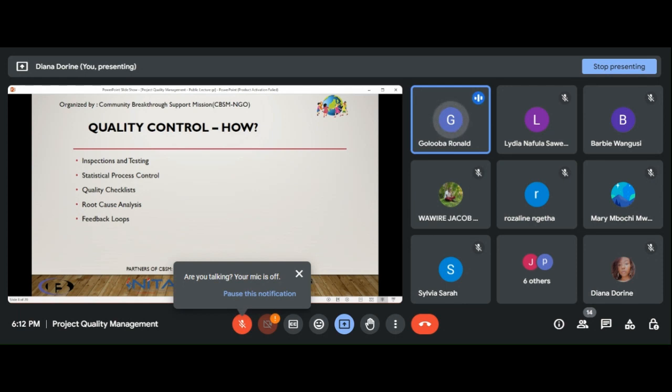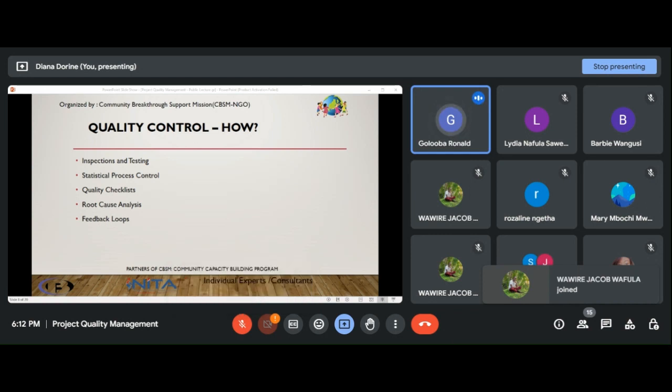So how do we control for quality? We do inspections and testing. If you're putting out a product, you're supposed to inspect its usability. You're supposed to inspect the different features on the product and ensure that they meet the expectations of the stakeholders. And the other is also testing to identify any defects, and ensuring that the deliverables meet the quality standards that you would have established in your quality assurance plans.